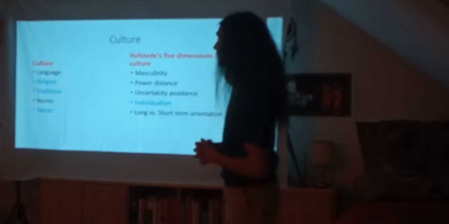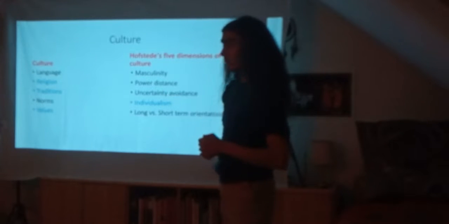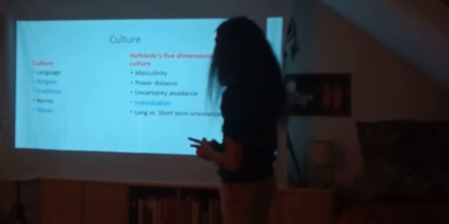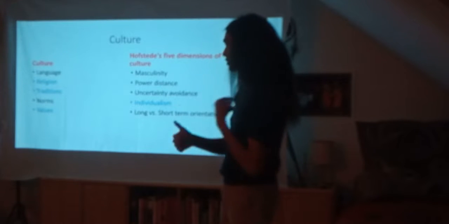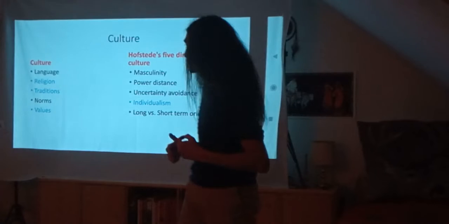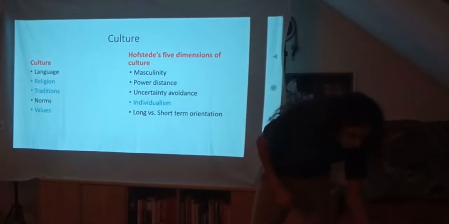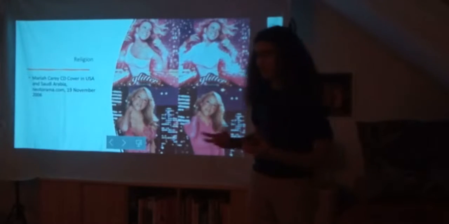The first example I will give you covers the aspect of religion. The second example of Snickers covers the other three aspects of traditions, values, and individualism versus collectivism. Okay, so let's begin with the first example I want to talk about.